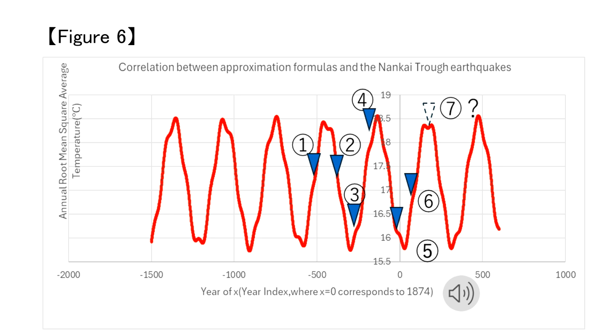Figure 6. Finally, Figure 6 shows that, according to reference 5, the Nankai Trough earthquake cycle averages about 117 years. Predicting from this, the next one will be in 2062, at the peak of the current approximation curve.